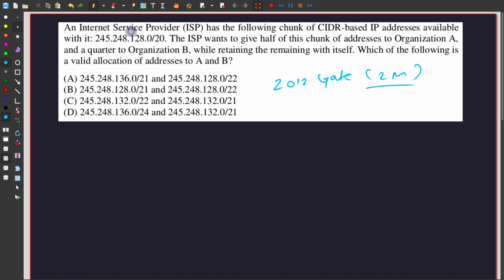So they've said an internet service provider, ISP, has the following chunk of CIDR based IP addresses available with it. So it has this particular address 245.248.128.0/20. Okay, so the subnet mask is /20. The ISP wants to give half of this chunk of addresses to organization A, so half to A and a quarter to B, while retaining the remaining with itself. Which of the following is a valid allocation of addresses to A and B?